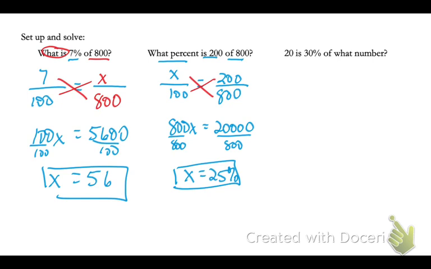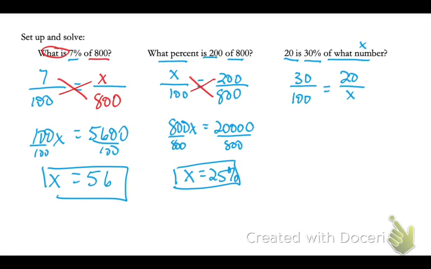All right, next one. So 20 is 30% of what number? So notice we're given our percent. So that means we can set up our percent ratio with two numbers, 30 over 100. And it says 20 is 30% of what number? So we know the part, but we don't know the whole amount. So the part will go on the top of our ratio, and then the whole is our unknown. So that's what we will let our variable equal.